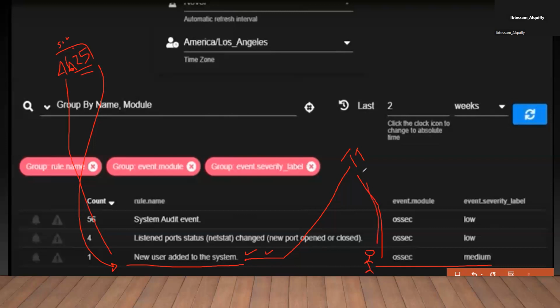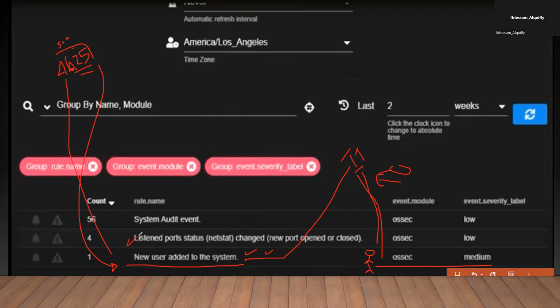I have a new user that has been added to this system. Are you the ones who added this? If the answer is yes, then this was an event and case closed. If the answer is no, this now becomes an incident, and we really need to investigate why this has happened here, guys. Okay. So this is exactly what happened.